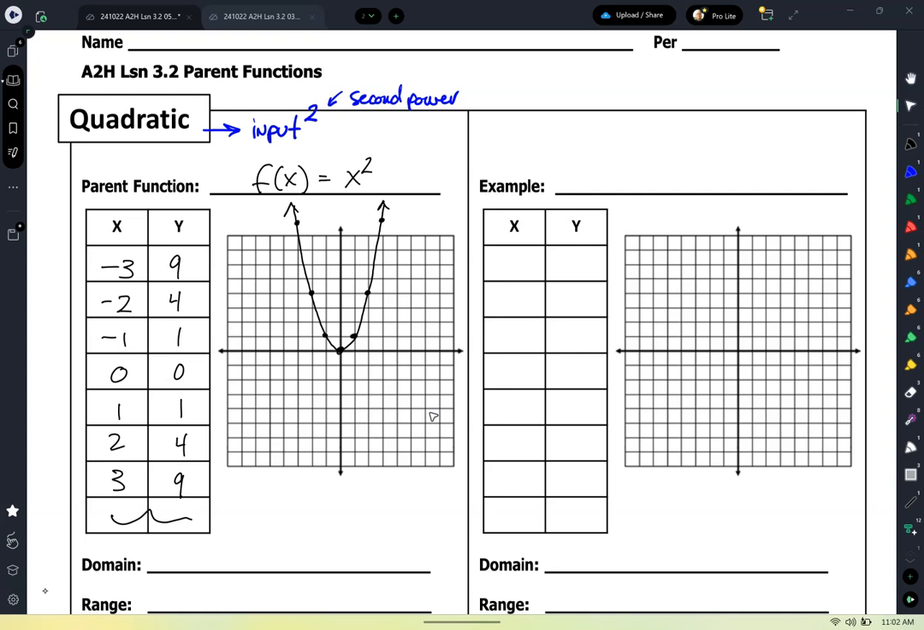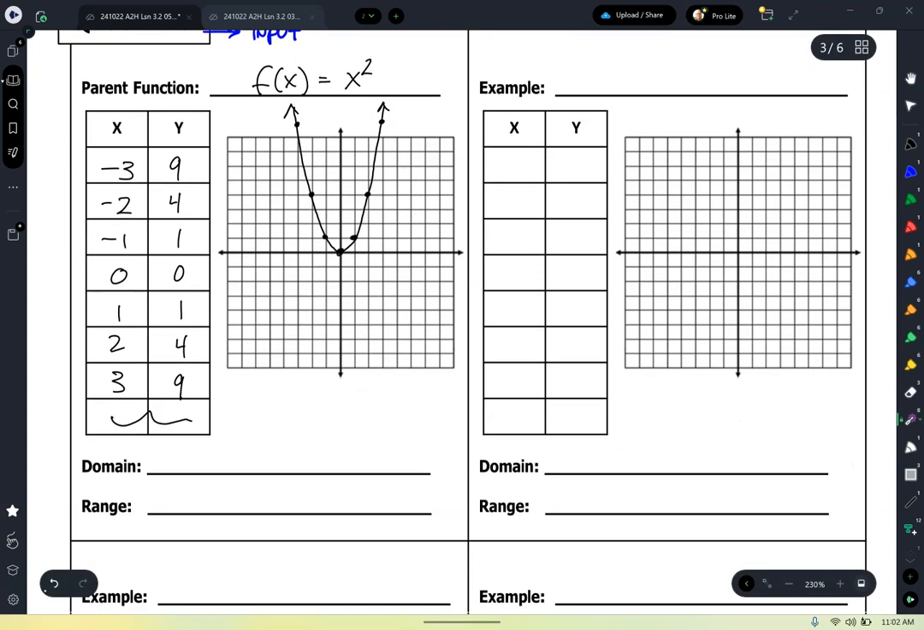Now, this is not going to be a straight line, right? Because we don't have a constant rate of change, right? If we go to the right 1, we go up 1. We go to the right 2, we go up 4. We go to the right 3, we go up 9. And so by nature, that forces this to have this kind of curved, increasing, non-straight lined shape.